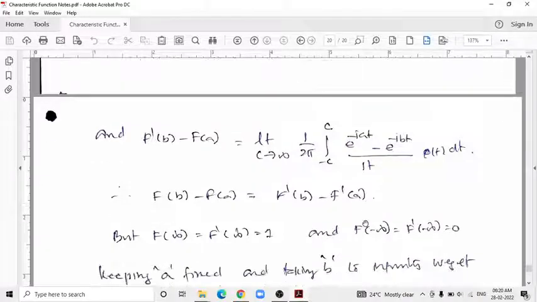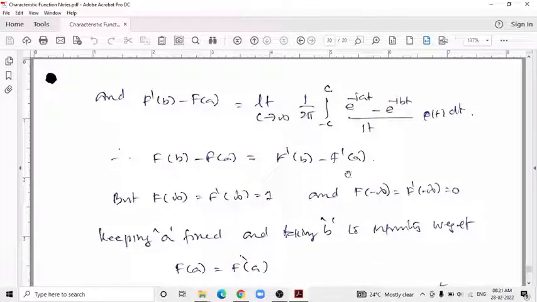Now, we have F of infinity and F dash infinity equal to 1, because both F and F dash are distribution functions, and F of minus infinity and F dash minus infinity are also 0, again since both are distribution functions. Now in this result we keep a fixed and take b to infinity, on both the left and right side. So what happens? F infinity minus F of a equals F dash infinity minus F dash a, which means that F of a is equal to F dash a.